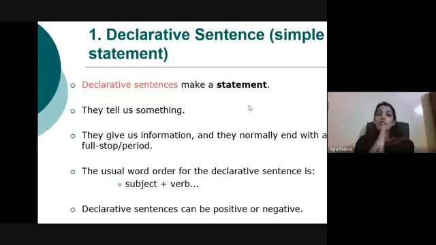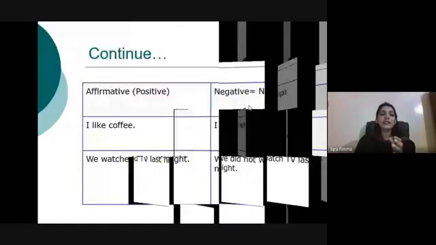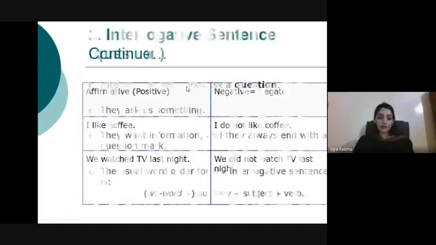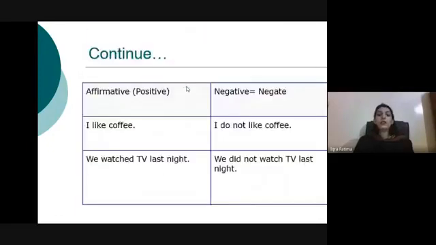The basic structure of the sentence is subject and verb. The meaning of the sentence is that it gives you information, and normally it ends with a full stop or a period. Declarative sentences could be positive or negative. Now you can see in the examples, affirmative sentences, like positive sentences: I like coffee. We watched TV last night. I do not like coffee. Negative sentence: we did not watch TV last night.